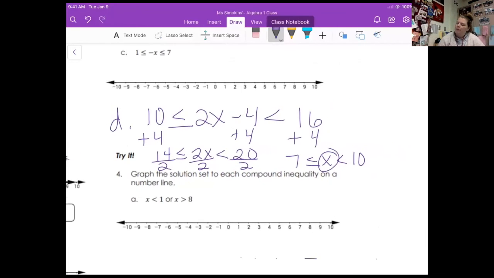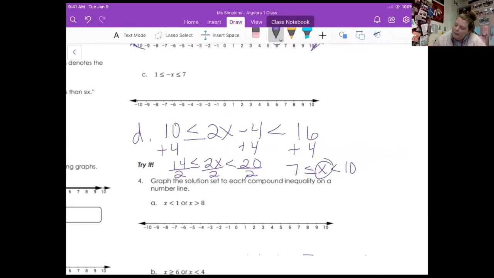Okay, so we're not going to graph it, but if you were, it would be a closed circle around 7, an open circle around 10, and shaded in between. Okay, so let's go back up and look at C.